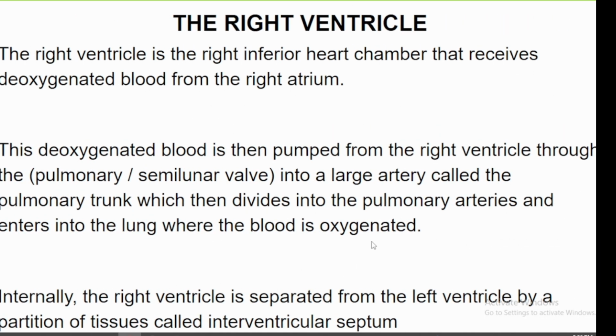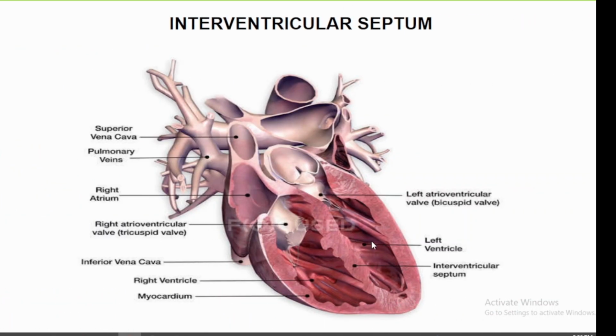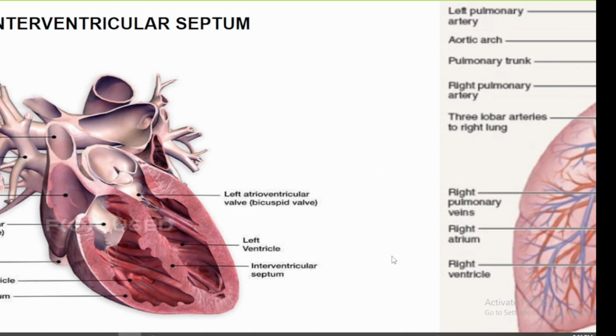Okay, so let's move from there. This is an image that would help us to see the interventricular septum. This is our right ventricle, this is our left ventricle, and this is the layer of tissue that is separating the two of them, which we call our interventricular septum. Are we there? All right, there we go.